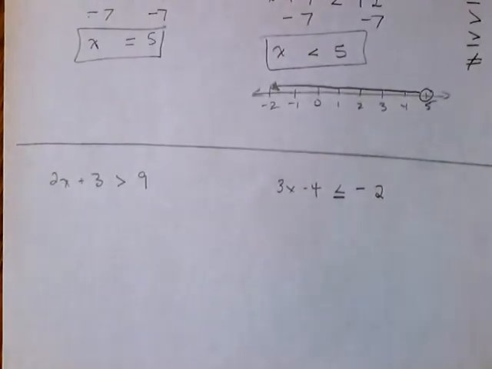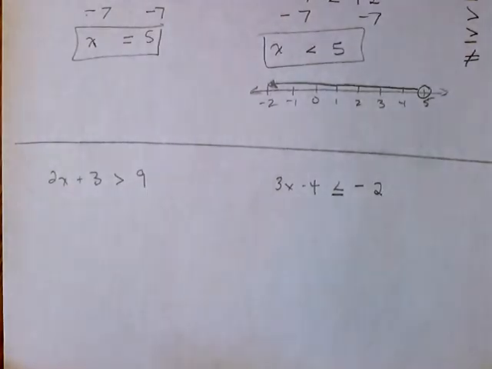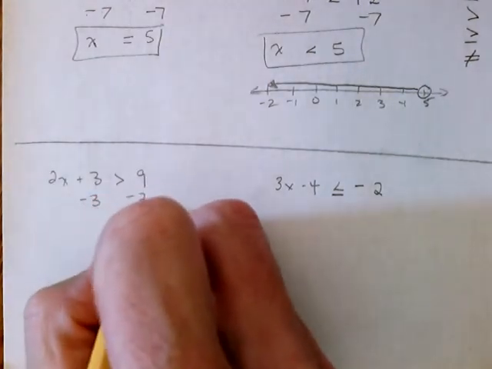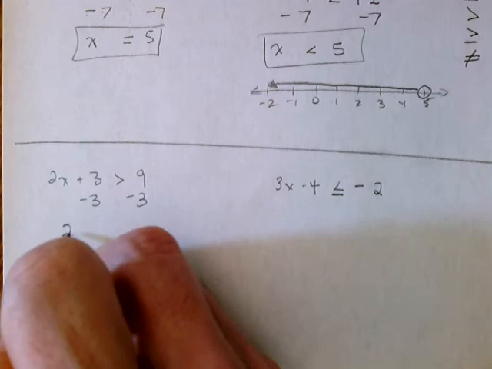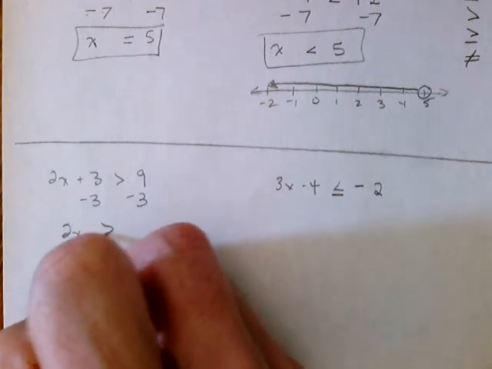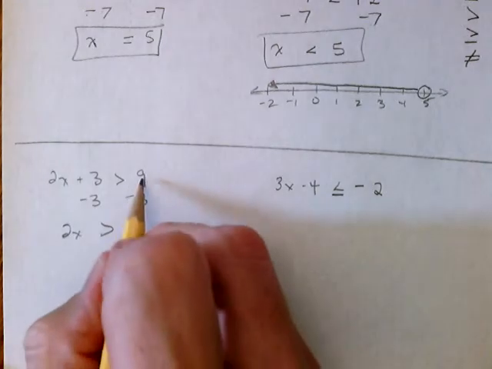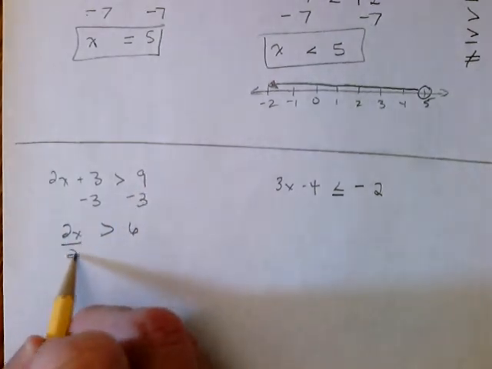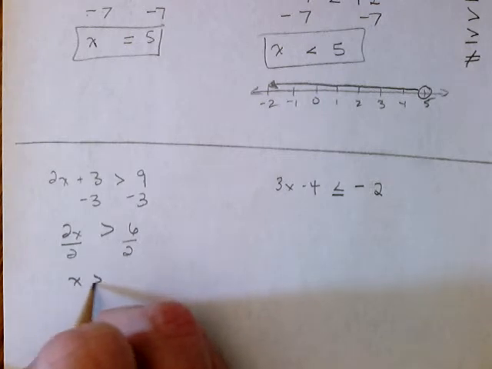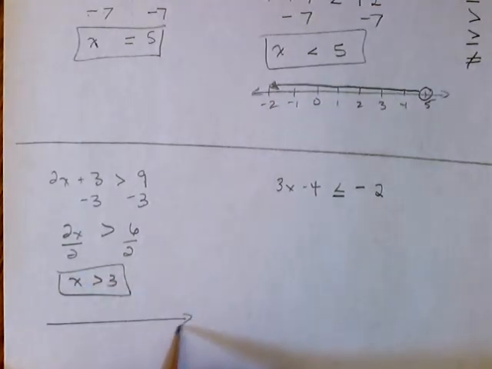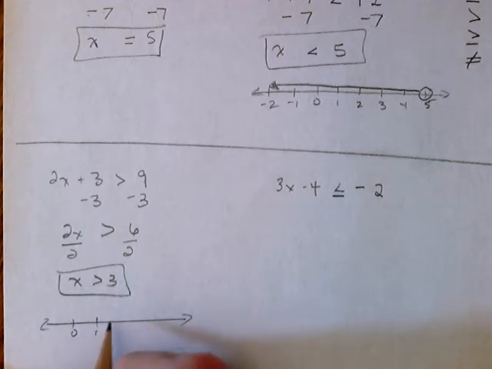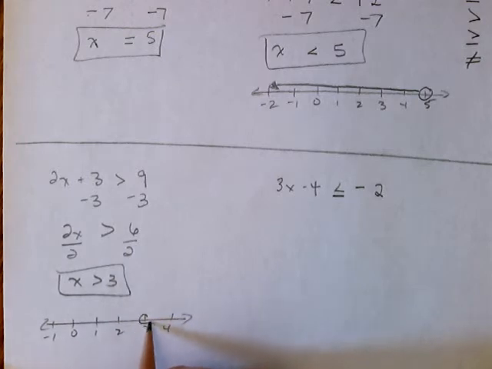Excellent. So now let's look at some two-step inequalities. 2x plus 3 greater than 9. Recall we're going to save the variable term for last. Let's subtract 3 on both sides. 3 minus 3 goes to 0, so I have just 2x here. 9 minus 3 is 6. So x is greater than 3. Greater than 3 goes to my right.